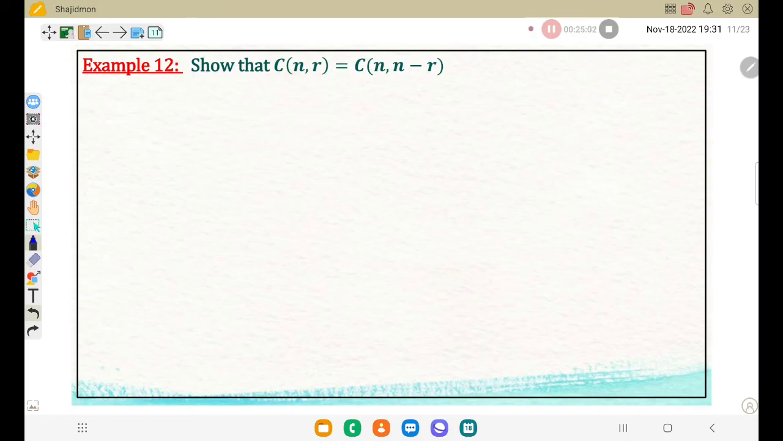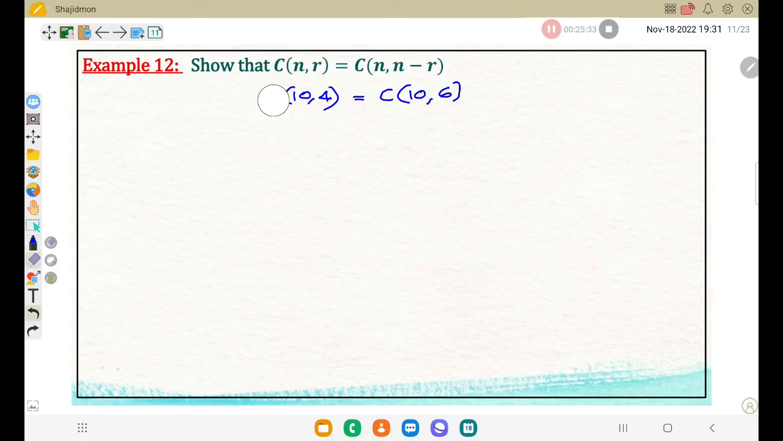Question example 12. Show that CNR equal to Cn minus R. Okay, show that CNR equal to Cn minus R. These two values will be same. That is the question. For example, C 10 and 4. So n is 10, R is 4. It should be same as combination of 10, n minus R. 10 minus 4 means 6. These two values will be same, like that.